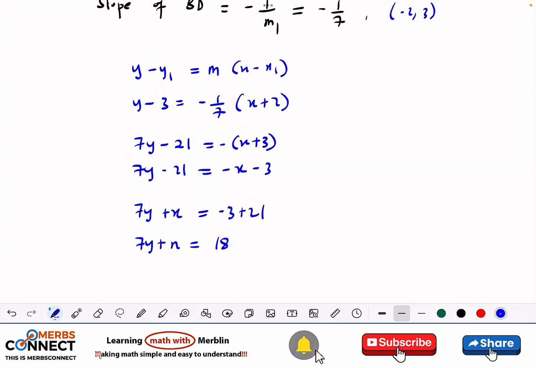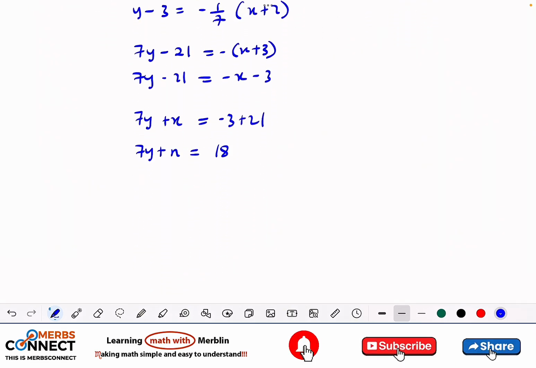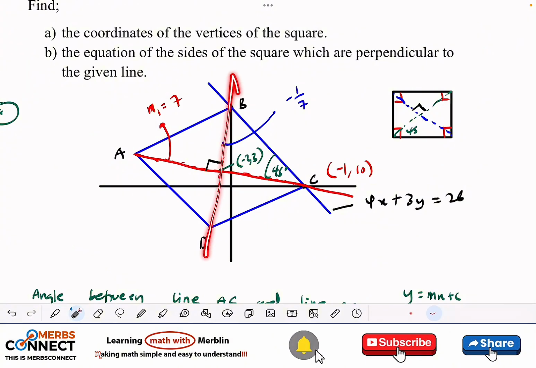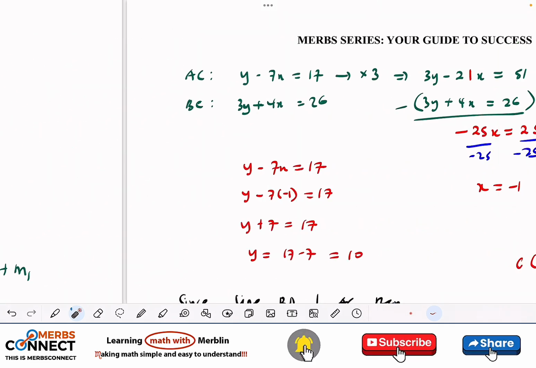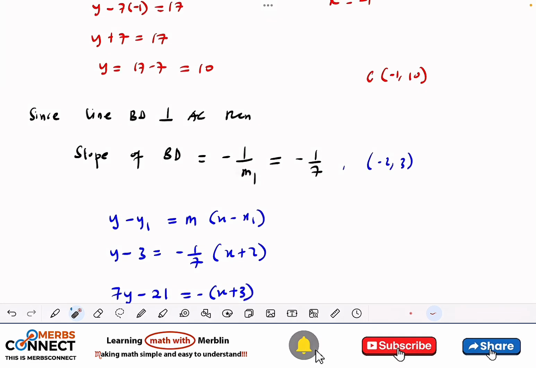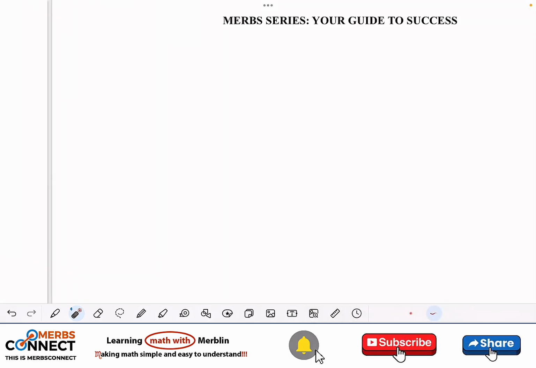So this is the equation of the line BD, right? So now this equation of the line here, which is this BD here, will help us to solve this and that simultaneously to find B. So let's solve this equation and this equation to find B. Let's go and do that. Okay, and I will need another space for that. So let's build another sheet so that we can do that.